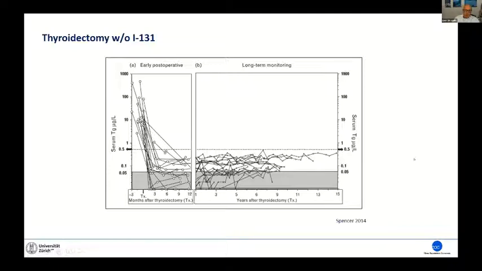In this case, this is another series from Carol Spencer and colleagues that showed how after total thyroidectomy, maintaining a suppressed TSH is able to maintain thyroglobulin levels below 0.5 over time. So she suggested to use dynamic measurement of thyroglobulin using this cutoff.